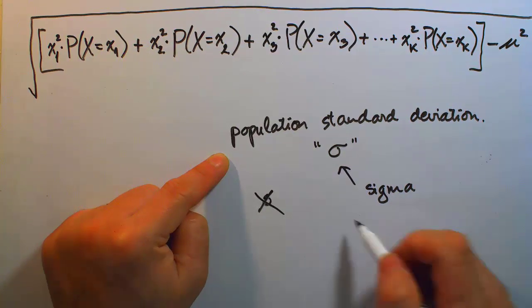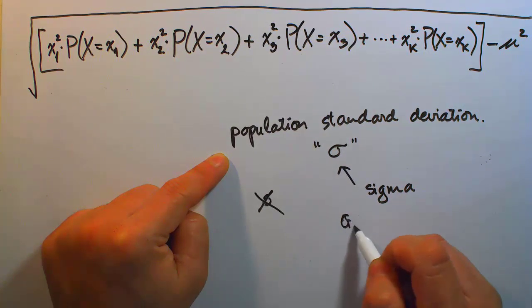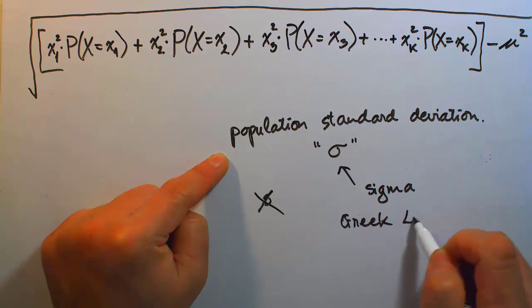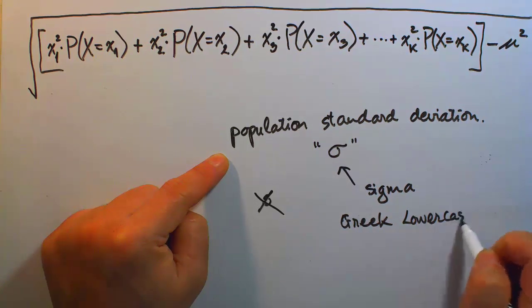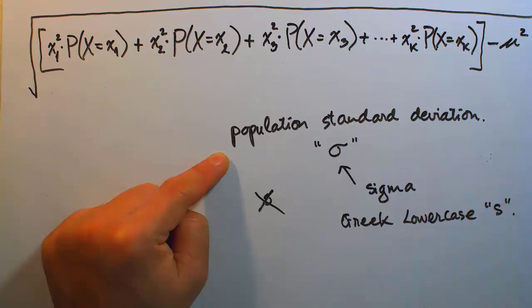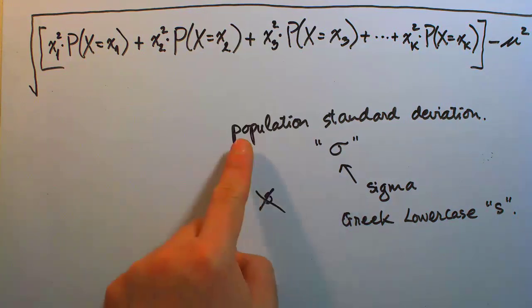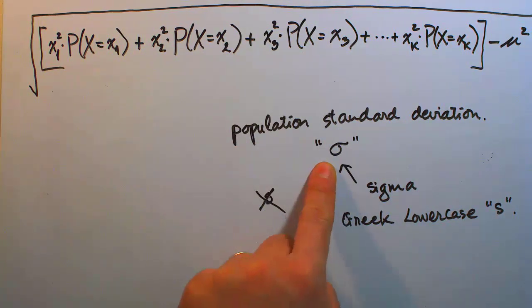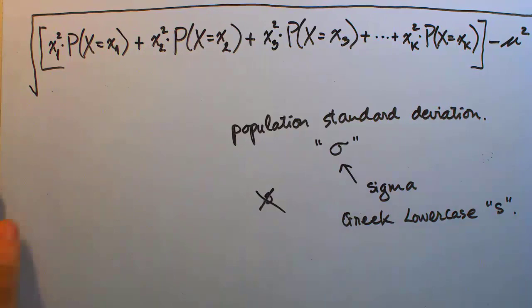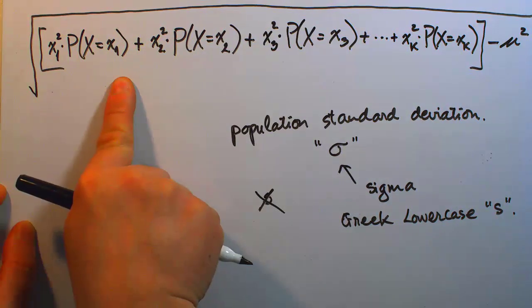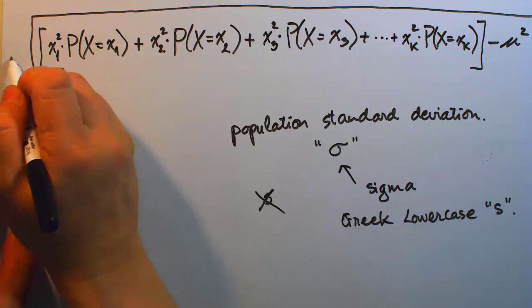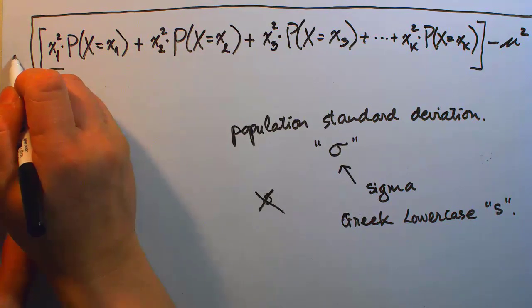And sigma is a Greek lowercase letter s. So it's still s, but it's not the English version. The English version we save for the smaller kind of data, the kind of data where we know the n count. And here when we're calculating population standard deviation, we are going to use the sigma symbol. Consequently, the formula we just derived is a formula for calculating our sigma value.